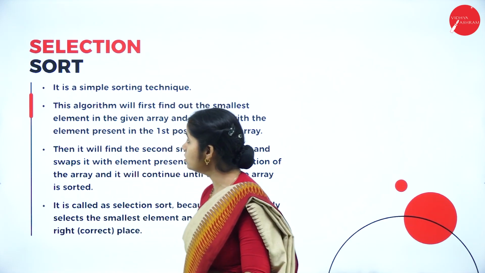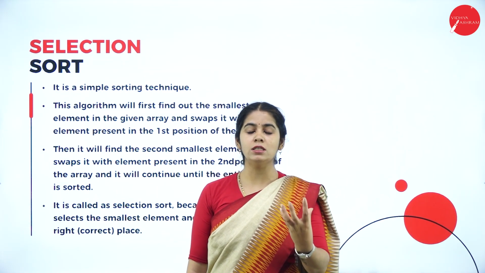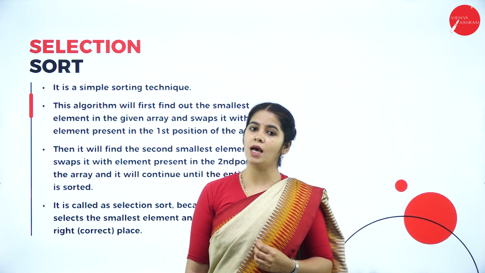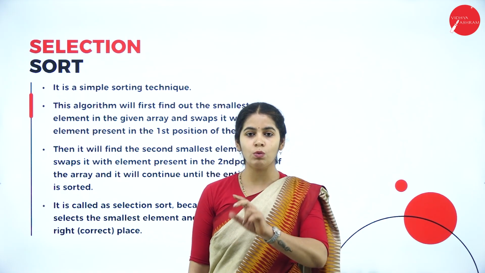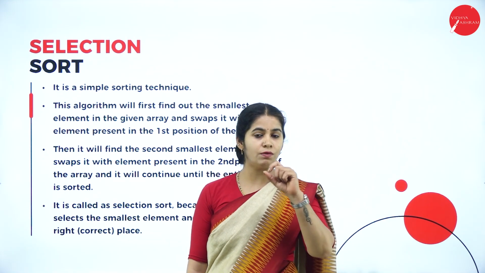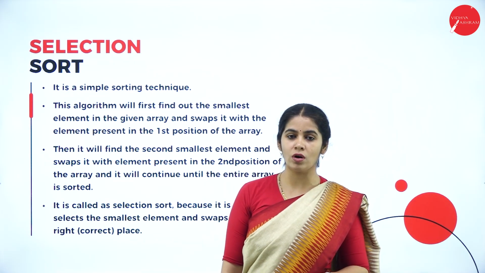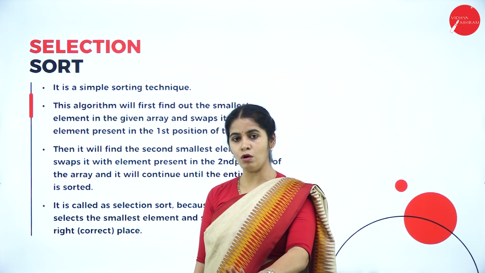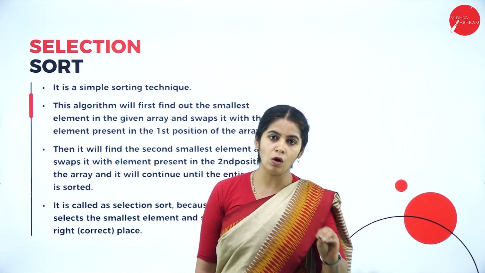What is a selection sort? As the name itself indicates, it selects the minimum element in the array and that minimum element is replaced with the first index, that is with your 0th index. So that is called selection sorting. Selecting the minimum value of the element, then putting that element at the 0th index.